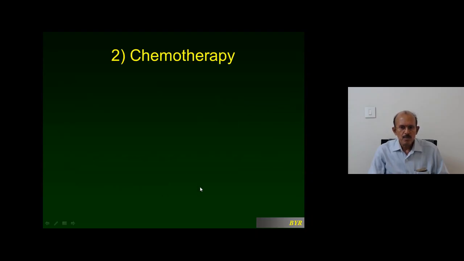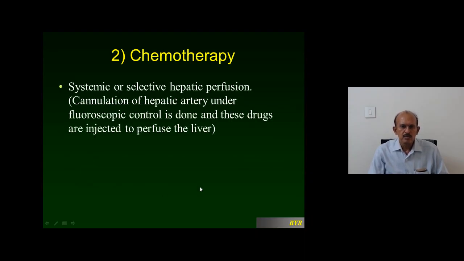Chemotherapy. Systemic or selective hepatic perfusion. That means you have to perfuse the hepatic artery under fluoroscopic control. We have just seen the Seldinger's technique. With the same technique, a catheter is passed into the hepatic artery and the chemotherapy drugs are selectively injected into the tumor bearing segment of the liver. By that you can give high doses of the chemotherapeutic agents so that it will have more effect on the tumor. So you can give 5-FU, mitomycin C, vincristine.